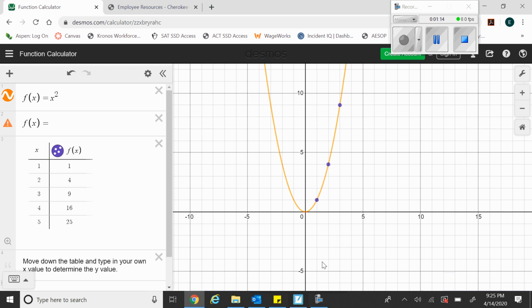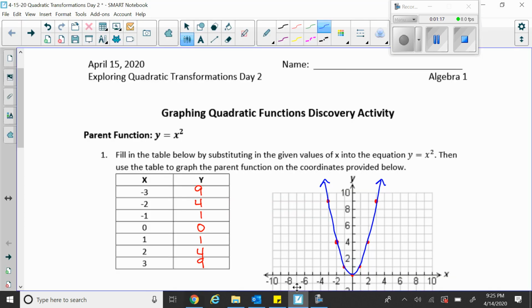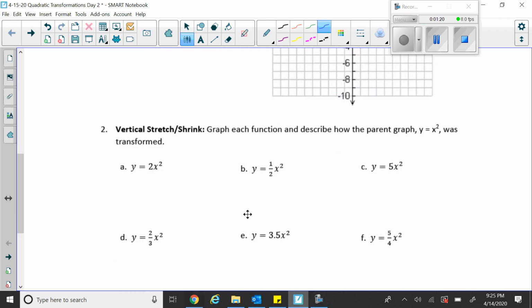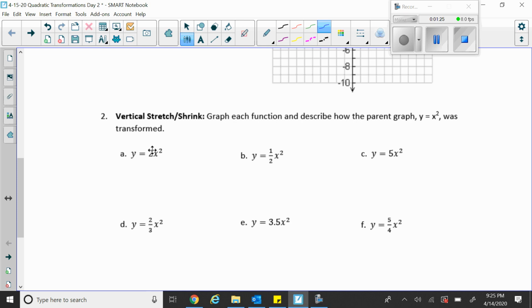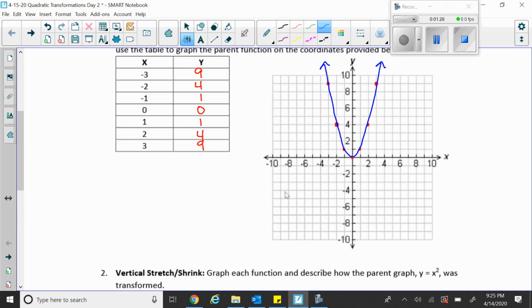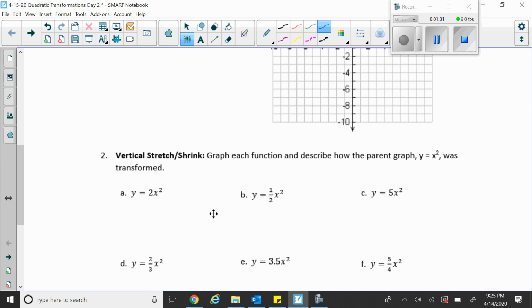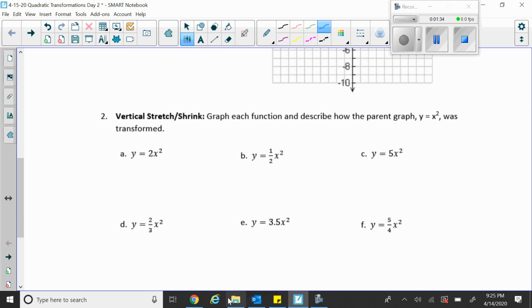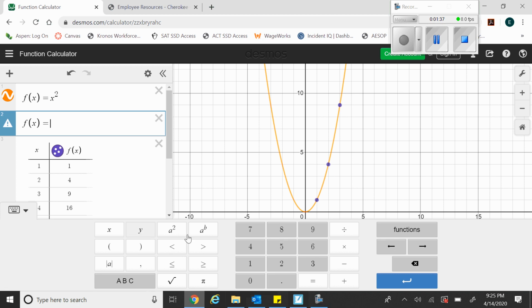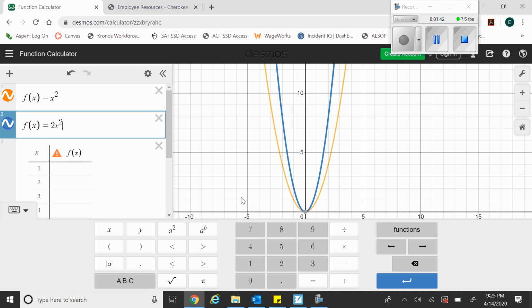It's a Desmos calculator. We are going to graph each one of these. There are 6 of them. We're going to see what happens to this graph when we multiply it by 2. So let's type that in right here. We're going to do 2x squared instead of just x squared. Notice what you get, guys. The blue one is the new one, and it's a little bit skinnier than the original one. The orange one is the original one.